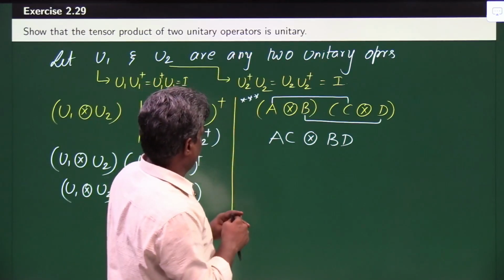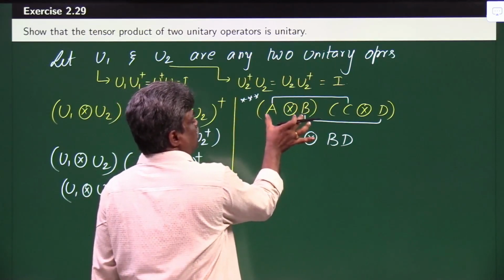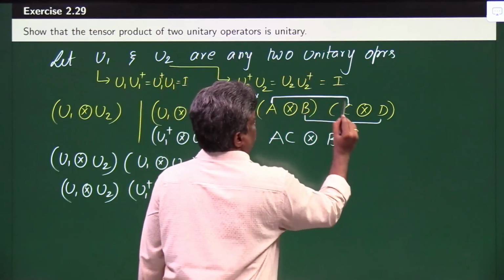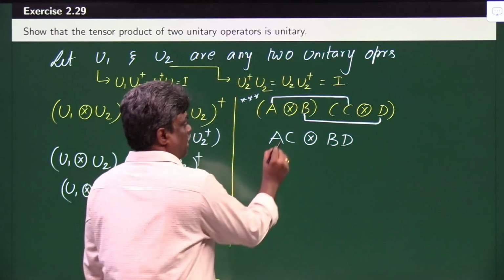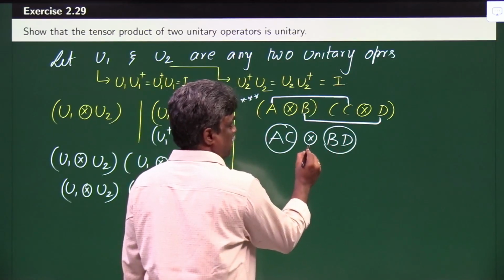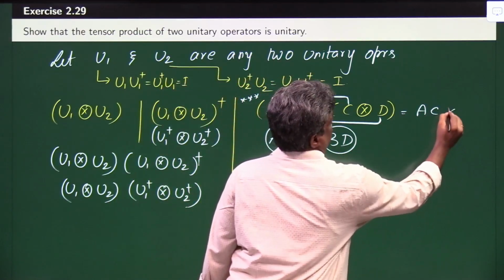Now whenever you have two terms, A tensor B and C tensor D, just take first and first, and second and second. This is the ordinary product, and this is also an ordinary product, and combined this is the tensor product. So please don't forget this, it is very crucial.